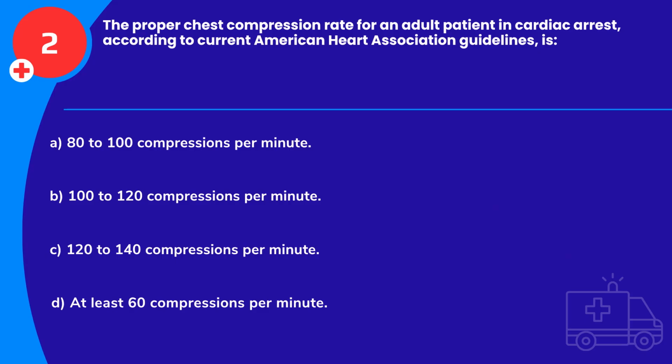Question 2. The proper chest compression rate for an adult patient in cardiac arrest, according to current American Heart Association guidelines, is A. 80 to 100 compressions per minute. B. 100 to 120 compressions per minute. C. 120 to 140 compressions per minute. D. At least 60 compressions per minute.